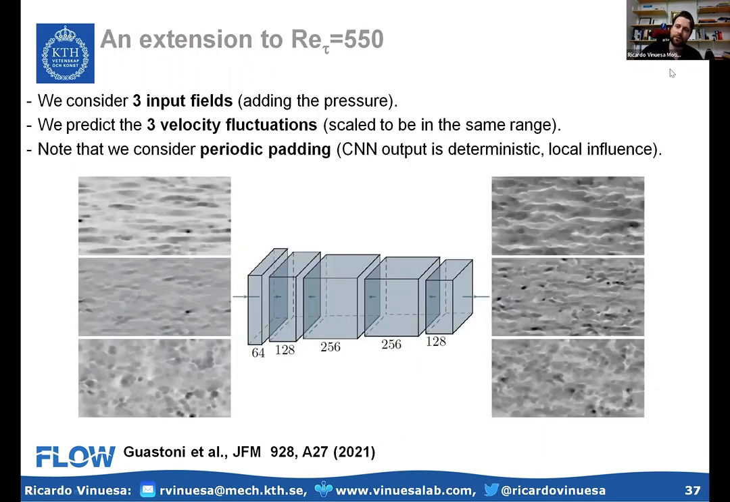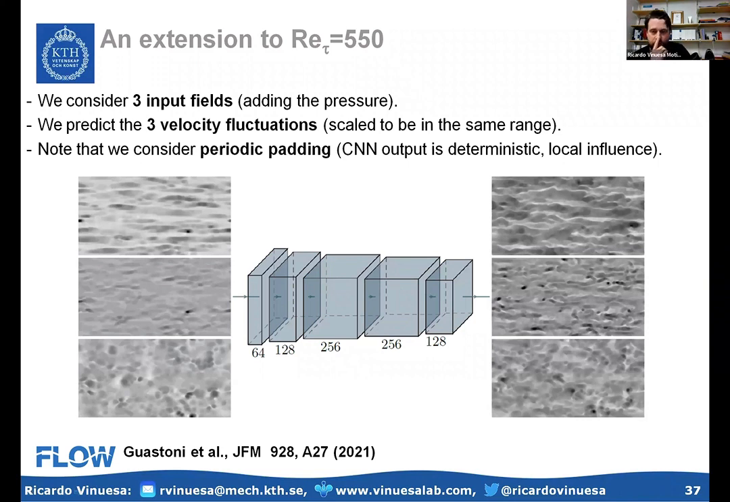Now, what I have shown you so far is at a low Reynolds number, a friction Reynolds number of 180, which is turbulent, but doesn't really exhibit a significant separation of scales. What I will show now is at Reynolds tau 550, which is a more reasonable Reynolds number, where we can understand much better the features of the separation of scales and the effects of a more turbulent flow at more realistic conditions.